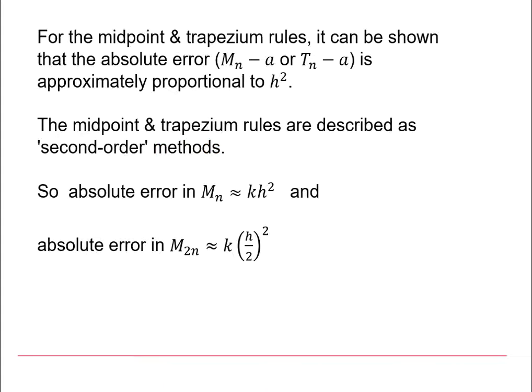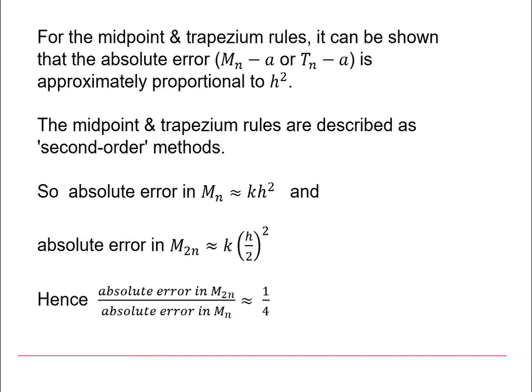So we've got the absolute error for M_n here. So if it's approximately proportional to h squared, we can write it in the form k h squared, where k is a constant. And then if we double the number of strips to get to M_2n, then we're going to be halving the width of each strip.